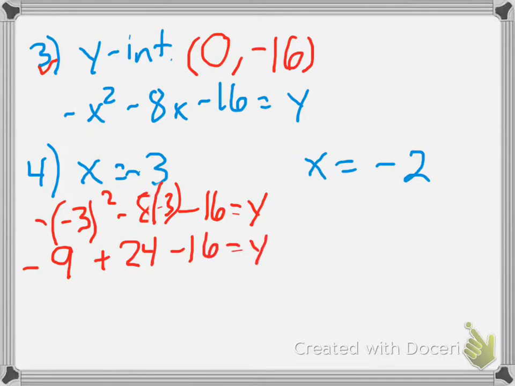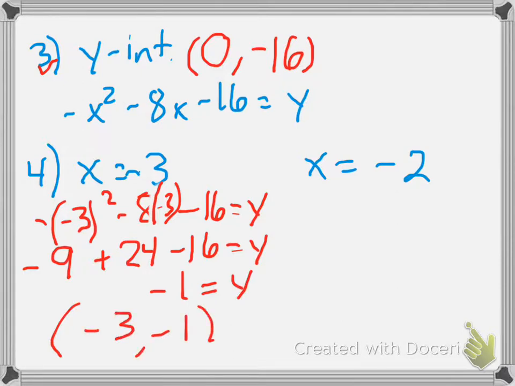That gives us a negative 9 plus 24 minus 16. Let's combine our negatives. That gives us negative 25 plus 24 is a negative 1 equals y. So our point is negative 3, negative 1.